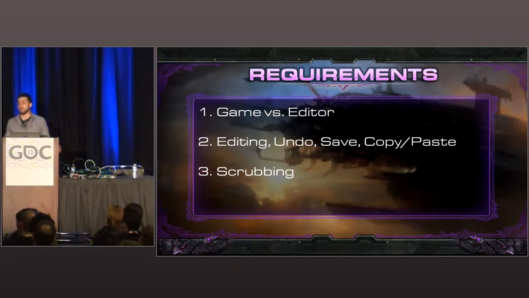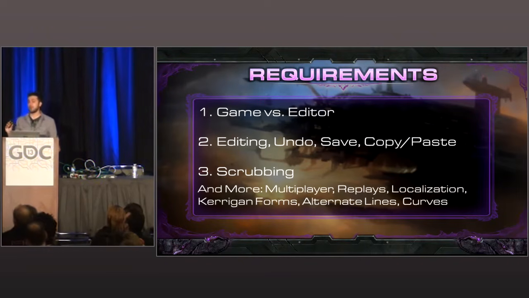Scrubbing was interesting. We had to make sure that we could click anywhere on the timeline and always get the exact same result. And finally, there's a whole lot more stuff that I don't have time to go over, but feel free to ask at the end or come see me after. Things like multiplayer support, the replay system, localization, the various Kerrigan forms, alternate lines that you could have depending on what planet you went to, the curve system, stuff like that.